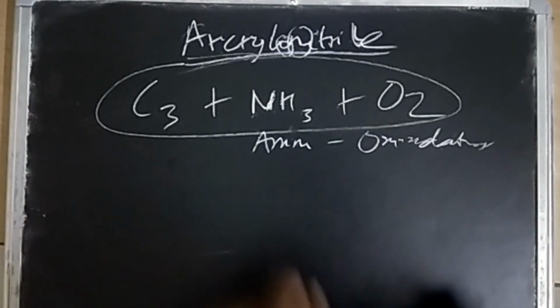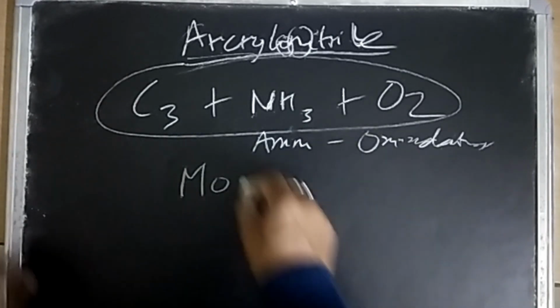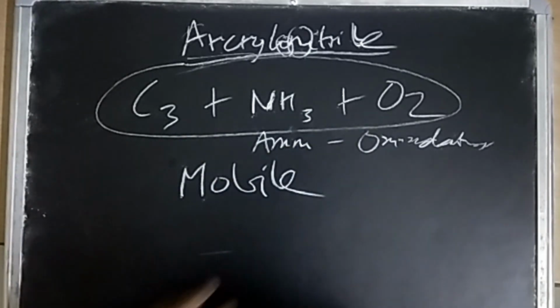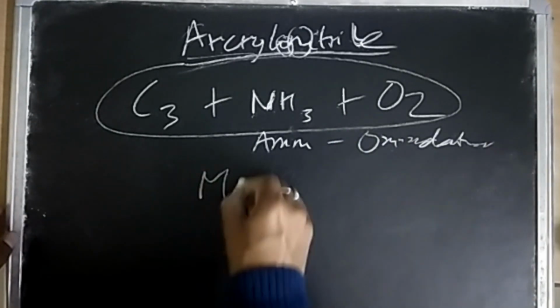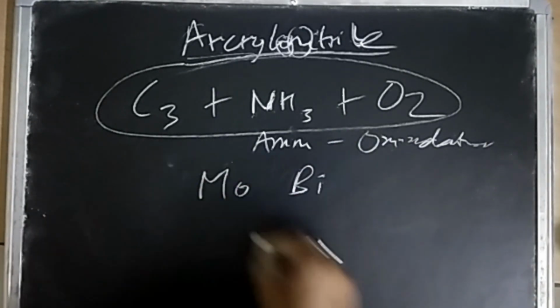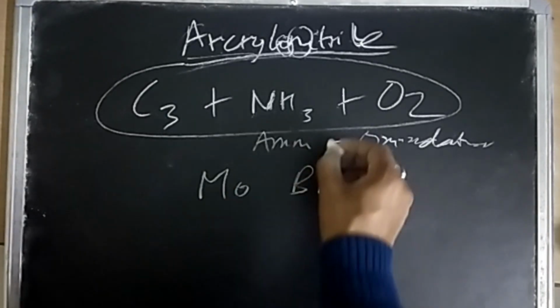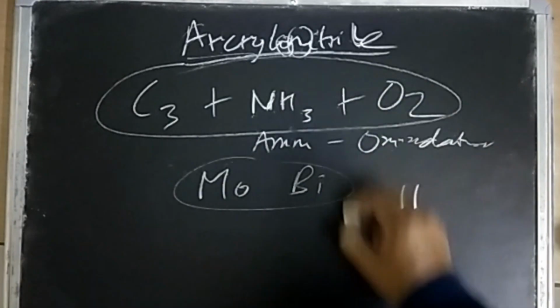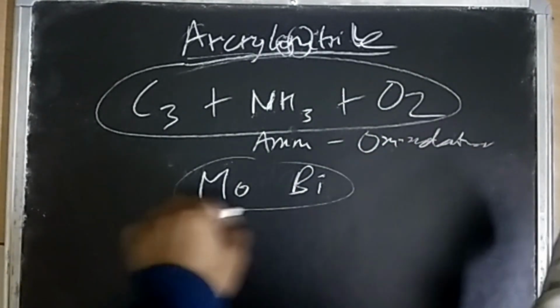The initiator: acrylonitrile is in my mobile. This way to learn is mobile means mo and bile. So this is molybdenum, bismuth. This is how you can remember this. Acrylonitrile is in my mobile. So mo and bile: molybdenum and bismuth.